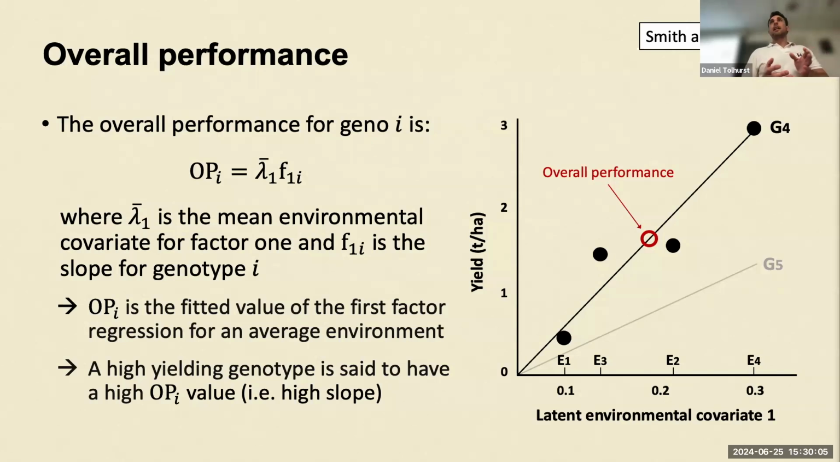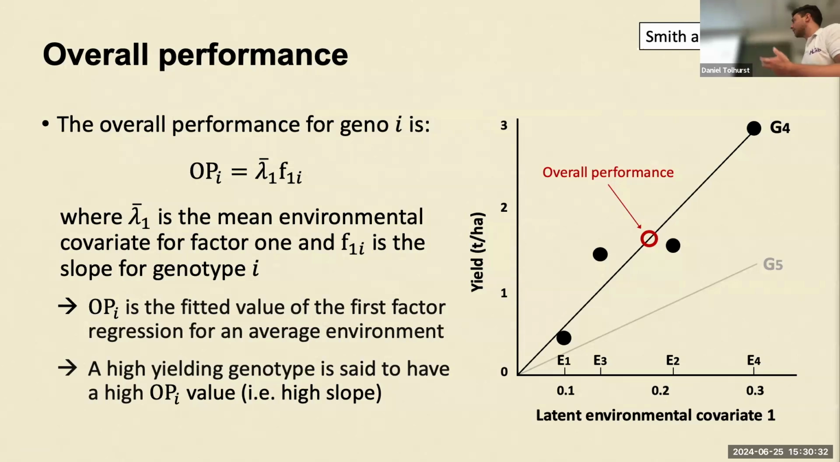But what we'd like to get out of this, because we don't fit an intercept, is some value of average performance. And so we say, okay, we can take the mean value of the latent environmental covariate there. We can take the mean value on the regression line, and that gives us a measure of overall performance for that particular genotype. And that's what's going on there with G4. And I say, well, we might have another one down there in G5, and that's a bit lower.